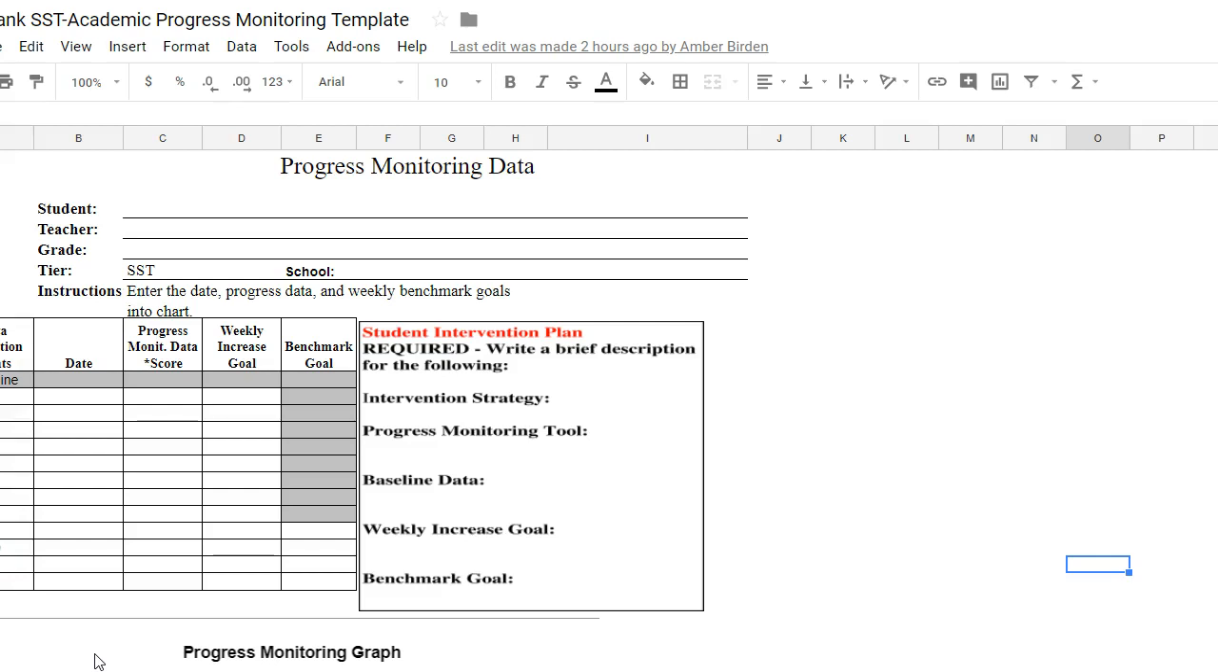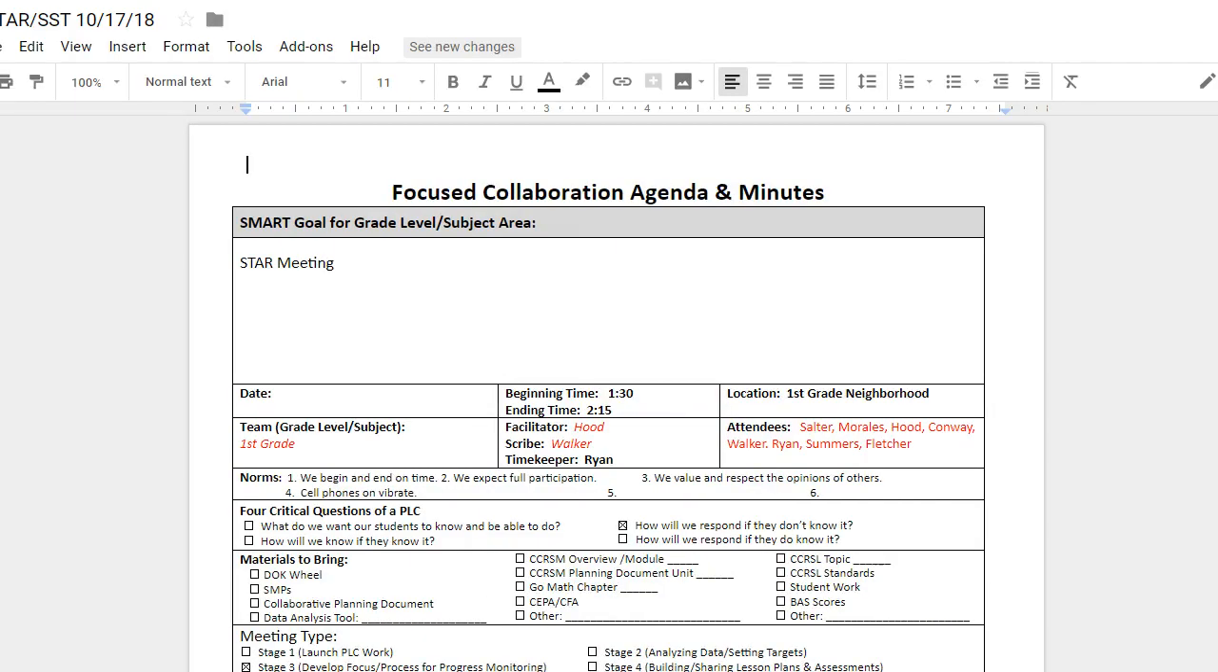So the agenda that we use for literacy and math, this agenda here, is what we would like you to use for your STAR meetings. And this is going to help us be consistent. Most of us are already doing this, but this is just a reiteration that this is the agenda and minutes for STAR, because STAR is a focused collaboration. The topic is tiered intervention instead of literacy or math.